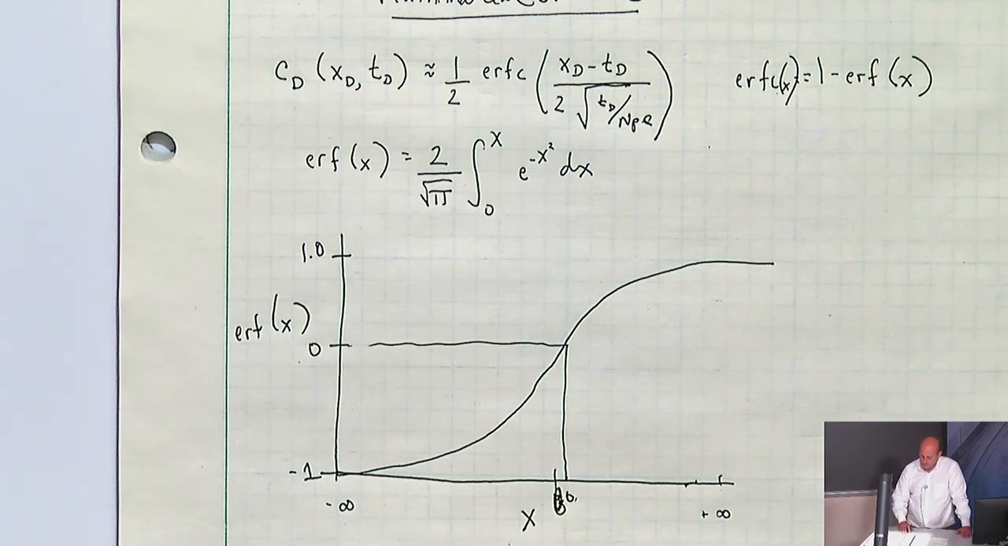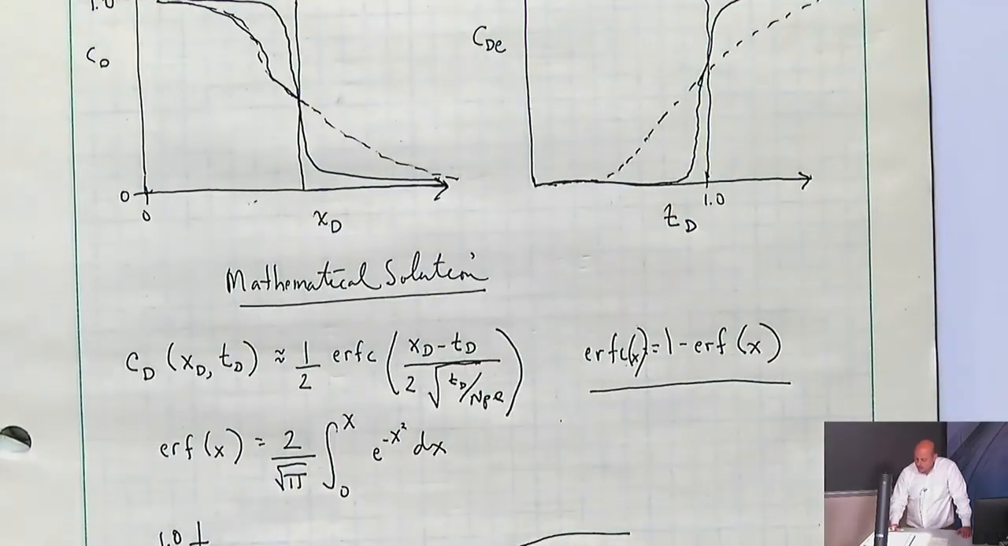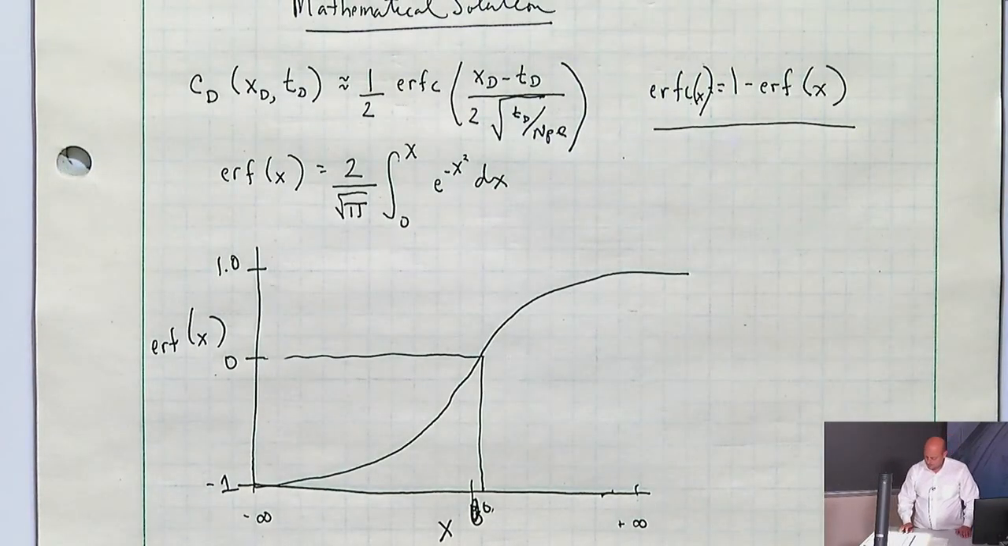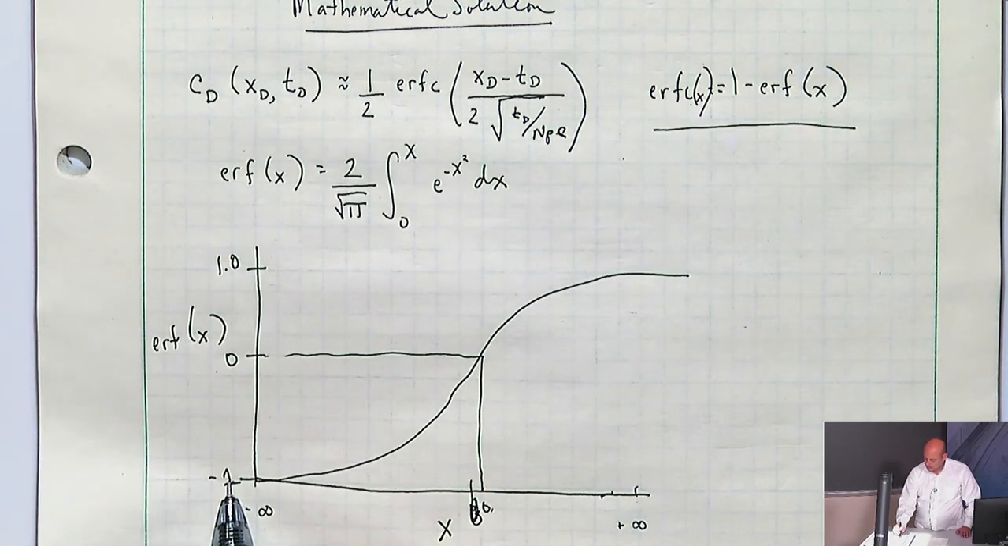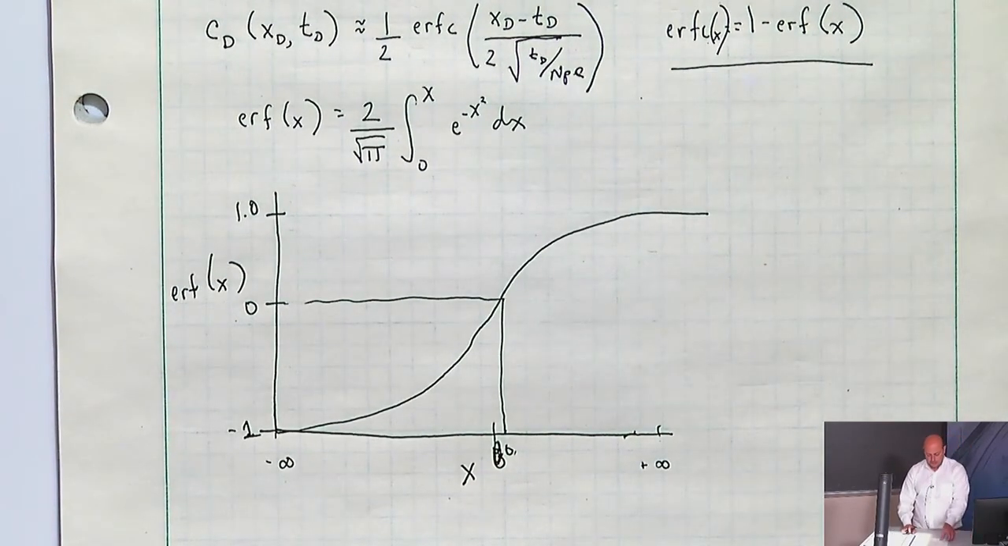But this is the error function, and then remember, the complementary error function is just 1 minus that. So if the error function was -1, 1 minus -1 is 2, right? So that's that solution.